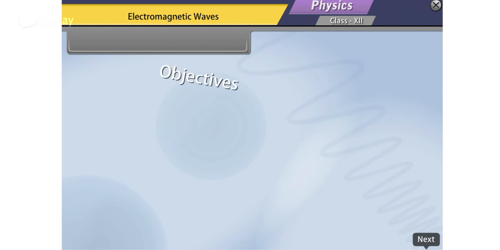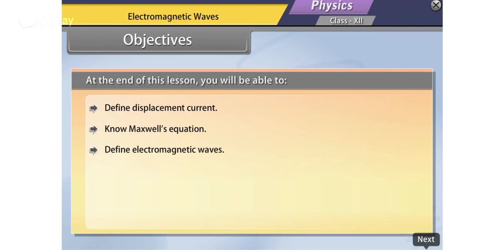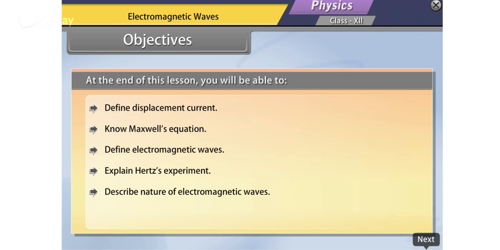Objectives. At the end of this lesson, you'll be able to define displacement current, know Maxwell's equations, define electromagnetic waves, explain Hertz experiment, describe the nature of electromagnetic waves, and analyze the electromagnetic spectrum.